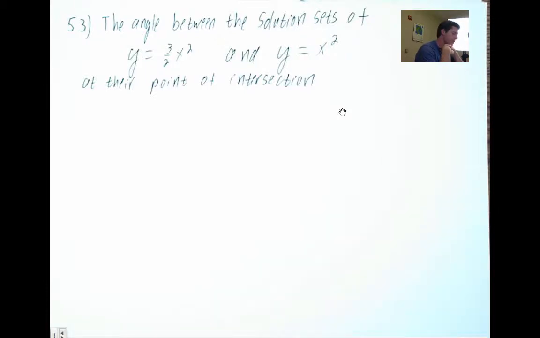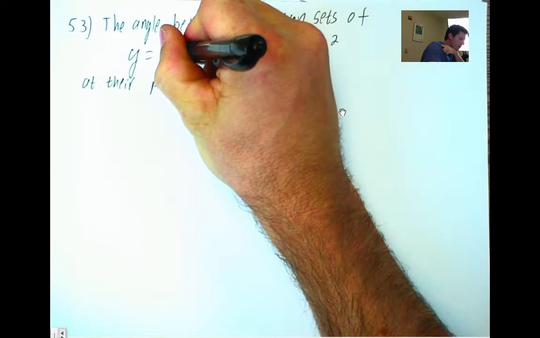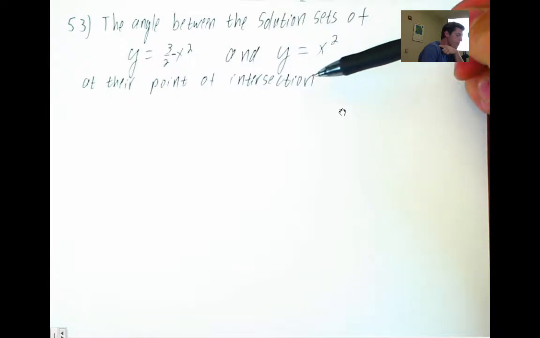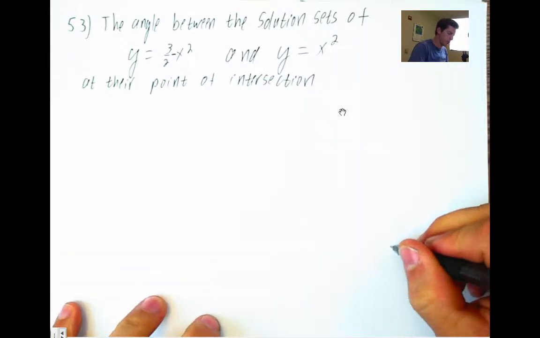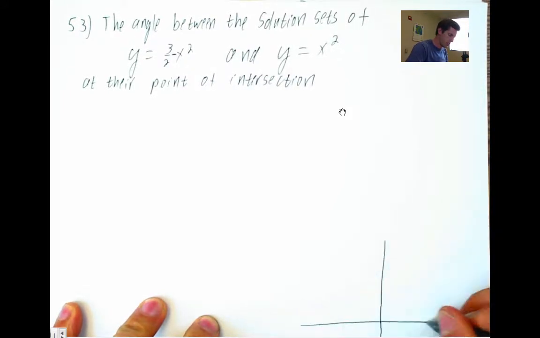Looking at number 53, this seems like a fairly sophisticated problem. That's supposed to be a minus sign. I'm supposed to find the angle between the solution sets of these two algebraic equations at their point of intersection. I've started this sentence very hopeful that this can be done without too much trouble, but let me think for a second about whether or not that's going to be the case.